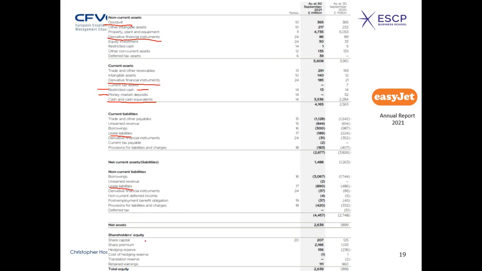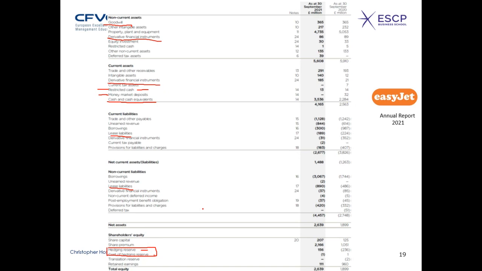We also have, as indicated by Dongfang, some differences here in equity in terms of hedging reserve, cost of hedging reserve, translation reserve. These items are not presented in Air France. They have different items, because each company can make this on its own. What are those reserves? Well, we'll see that a little bit later when we talk about hedge accounting. Then we'll talk about the hedging reserve.